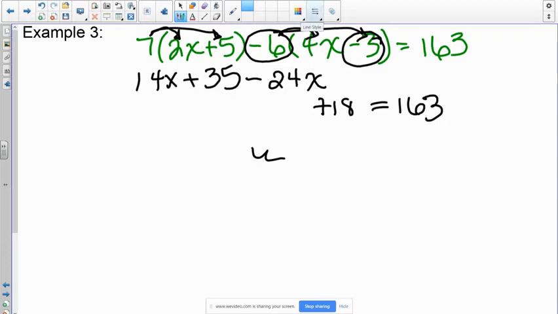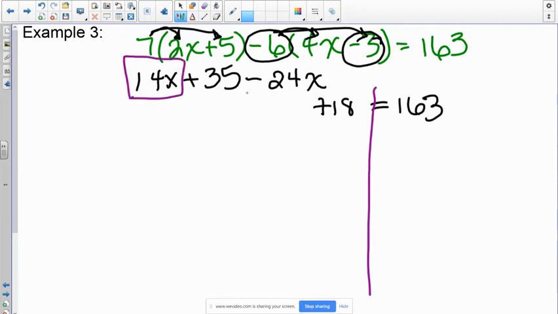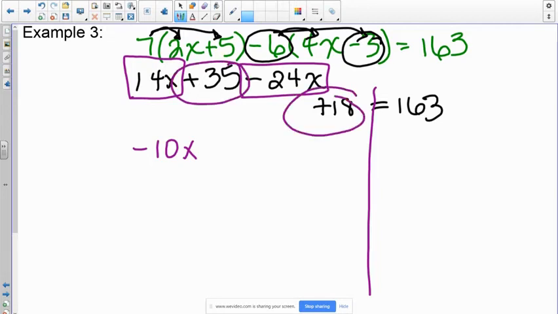163. So if I go back through this, I notice that since I'm still on one side and I still see a lot of terms on this side, I can combine like terms to make this a lot easier of a problem. So I see 14x, I see a negative 24x, I'll deal with that first. If I add those together, that would make a negative 10x. And then I notice that I have a positive 35 and a positive 18. Well, I can put those two together also to make this a simpler problem. So we call that simplifying. Combining like terms helps us simplify the problem.